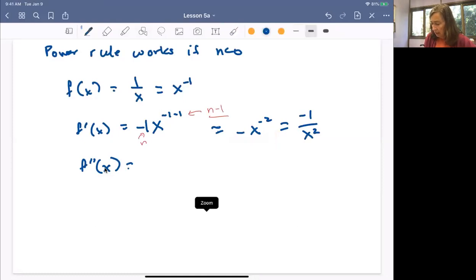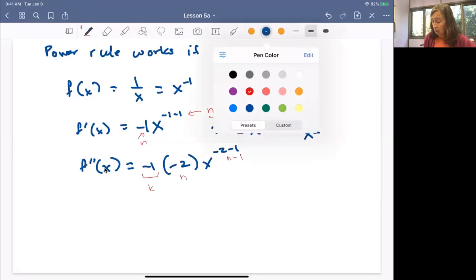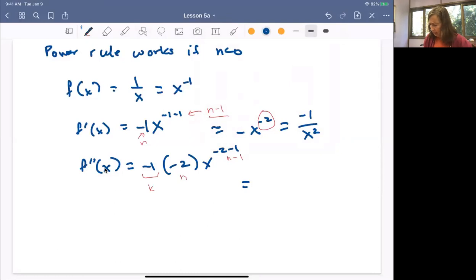Okay? So it's my negative 1 times negative 2 times x to the negative 2 minus 1 power. Thinking about where the power rule components are, this negative 1 was just a constant multiplying x to the negative 2 power. The negative 2 is my n in the thing whose derivative I was taking, and this is my n minus 1. Sorting out all the negative signs here, the negative 1 times the negative 2 on the constants gives me a positive 2 in the numerator. And then in the denominator, I've got x to the negative 3 power, so x cubed.